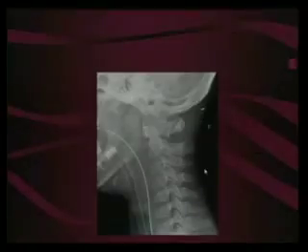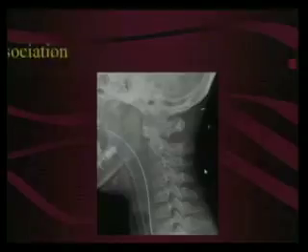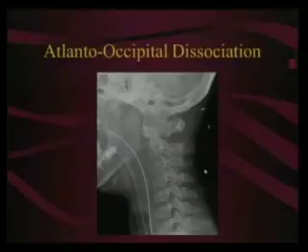This is an AOD. Here's his basion. It's kind of hard to see here. There's the tip of the dens. You can actually see pretty good. This distance is grossly abnormal. Predental space looks good. Looks good here. But the basion-dens interval is off. Okay, so it's an AOD.